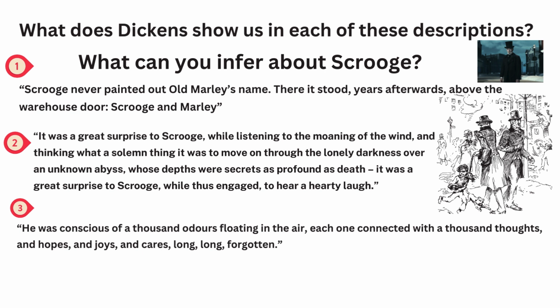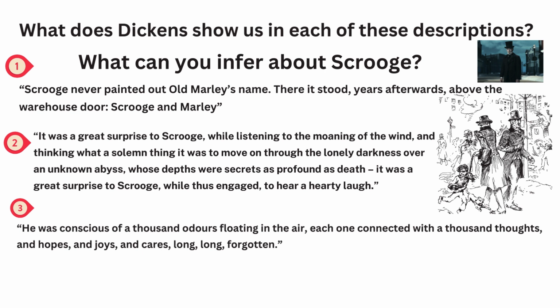Pause the video, make notes, and I'm going to go through some ideas with you. Well, what can we learn about Scrooge from number 1? Either we can infer that he loved Marley so deeply that he couldn't bear to remove his name, or when we read it in the context of the story, we see that he was so tight-fisted, he so didn't want to spend money to make things right or make things nice, that he would never have paid somebody to actually remove the name. It would have cost him too much.